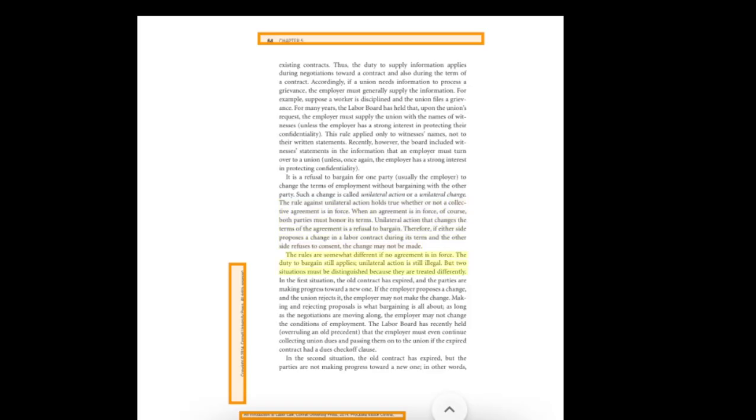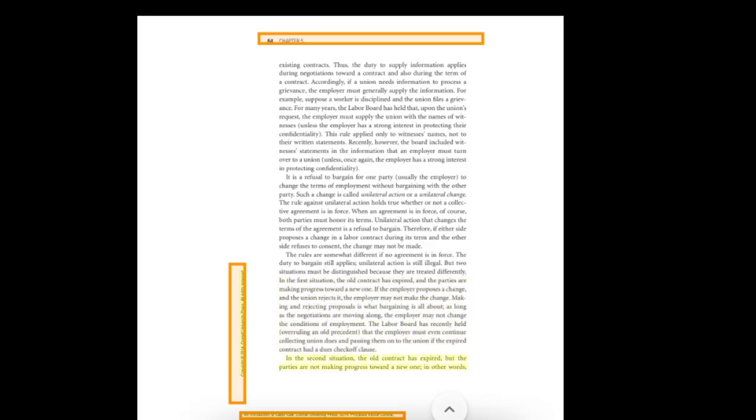The rules are somewhat different if no agreement is in force. The duty to bargain still applies, unilateral action is still illegal. But two situations must be distinguished because they are treated differently. In the first situation, the old contract has expired, and the parties are making progress toward a new one. If the employer proposes a change, and the union rejects it, the employer may not make the change. Making and rejecting proposals is what bargaining is all about. As long as the negotiations are moving along, the employer may not change the conditions of employment. The Labor Board has recently held, overruling an old precedent, that the employer must even continue collecting union dues and passing them on to the union if the expired contract had a dues checkoff clause.